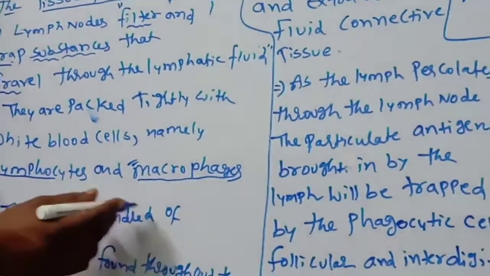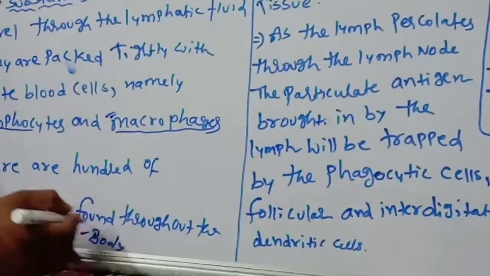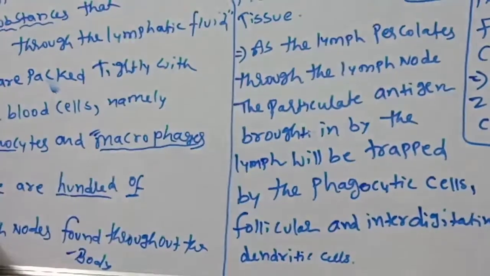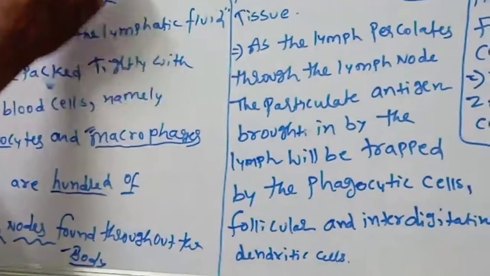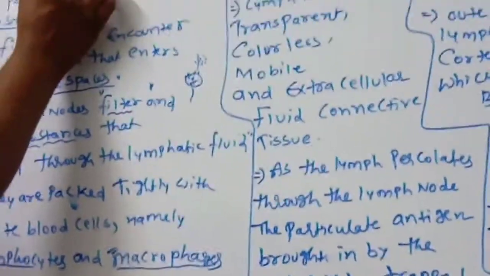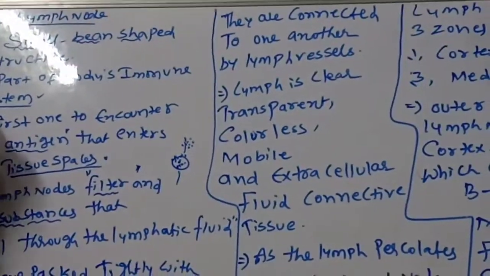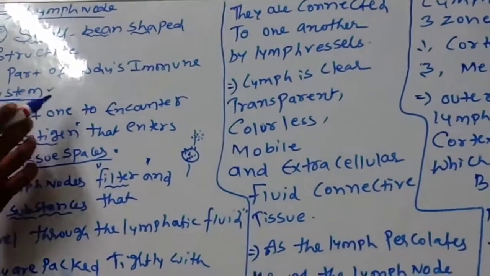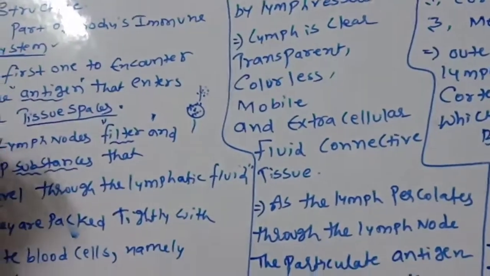So there are hundreds of lymph nodes found throughout the body. Okay, children. Lymph node: a small bean-shaped structure, part of the body's immune system, the first one to encounter the antigen that enters the tissue spaces.